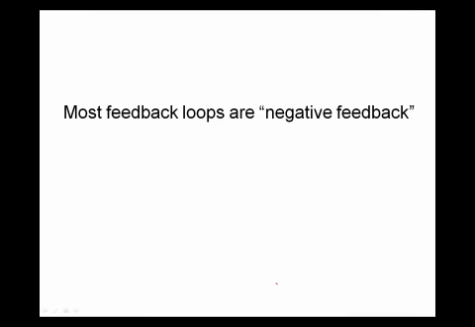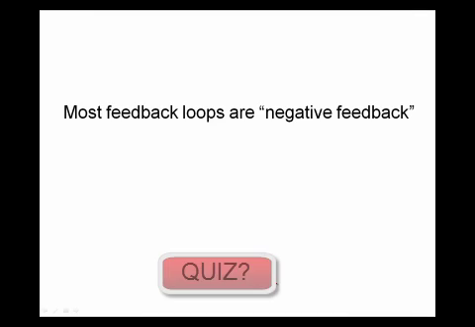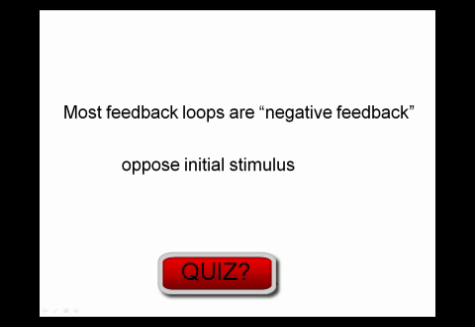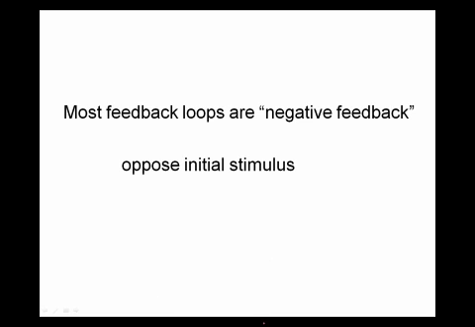Most of the feedback loops in the body are negative feedback loops. A negative feedback loop is one that is going to oppose the stimulus. So if something gets too high, we're going to try to push it back down. If something gets too low, we're going to try to bring it back up. So negative feedback opposes the change.